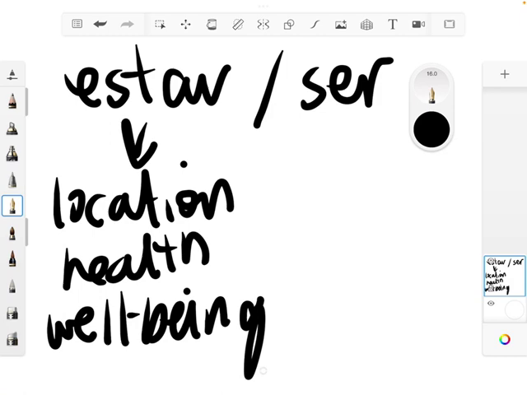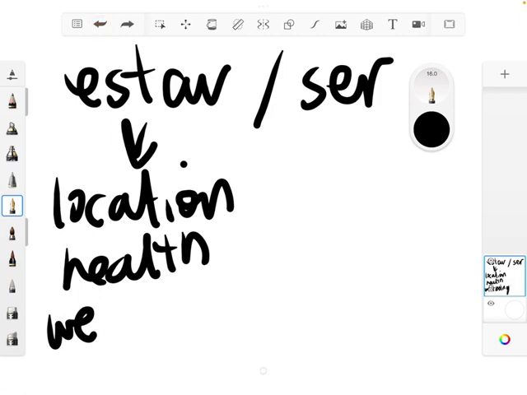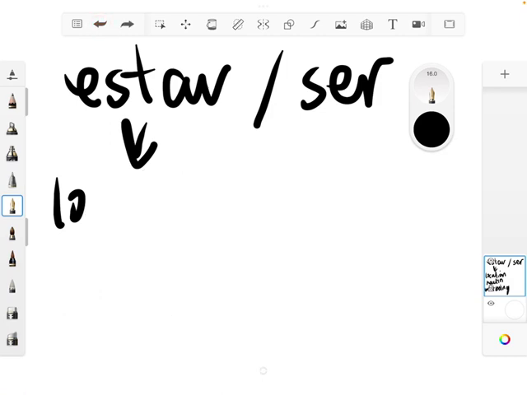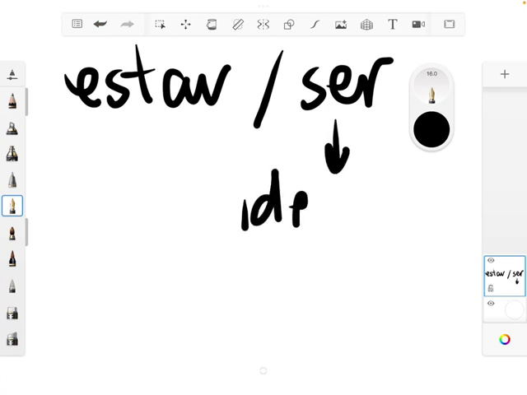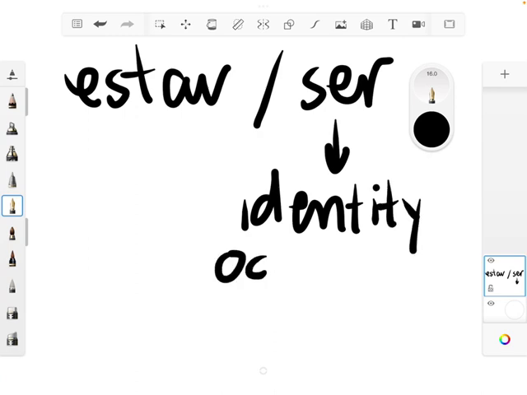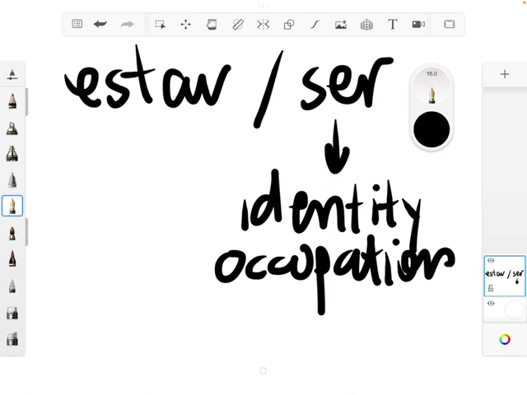You might be really happy today. Tomorrow you might be really, really miserable. You might be really, really sad. You might be hungry, and you won't always be hungry. So those things can change. So we're going to use estar for things that are more temporary versus ser, which we'll use for things that are more permanent, like identity, occupation, origin.